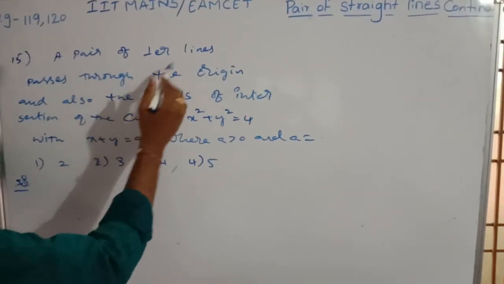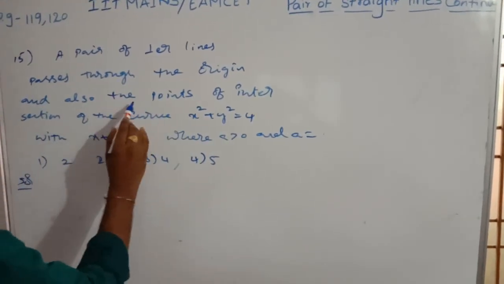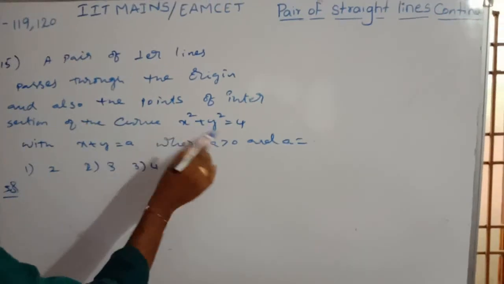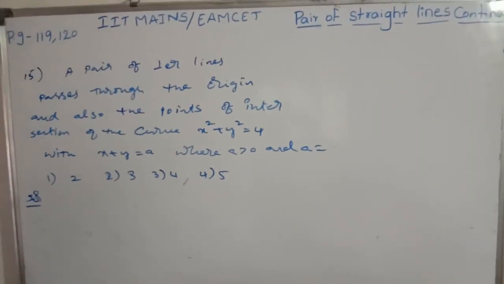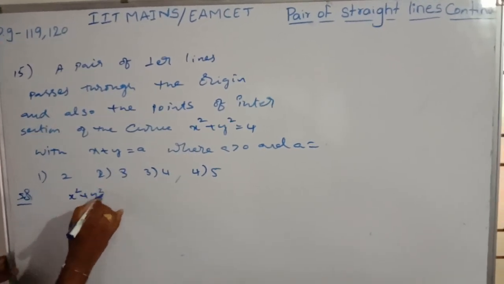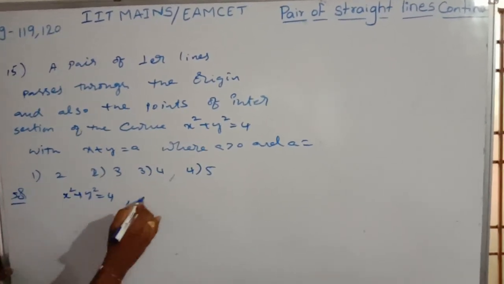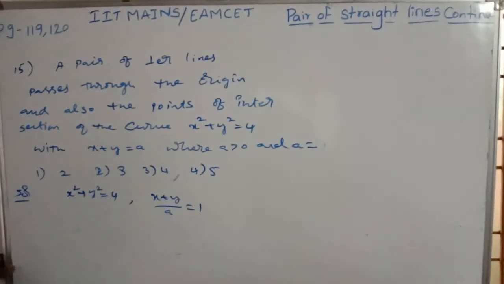A pair of perpendicular lines passing through the origin and also the points of intersection of these curves, x square plus y square is equal to 4 with x plus y is equal to a. Now given x square plus y square is equal to 4 and the line x plus y is equal to a, that means x plus y by a is 1.